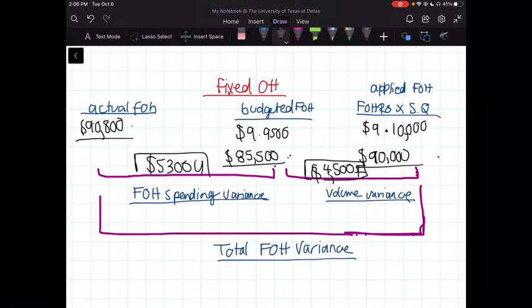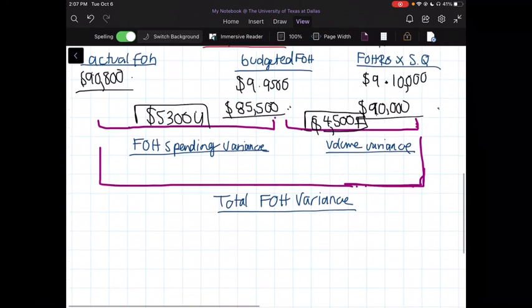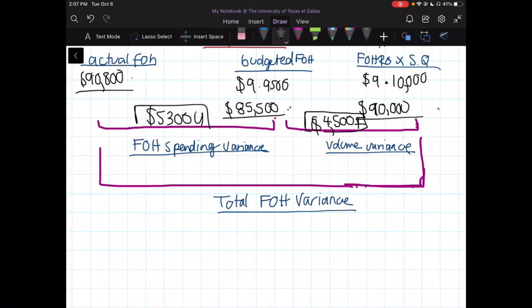So good for them. For our total now, we are going to be subtracting our 5,300 from our favorable, and that gives us a total of $800. Okay, so I believe that is all.